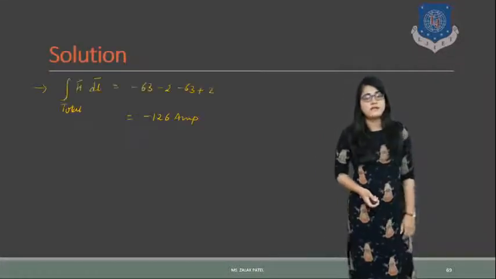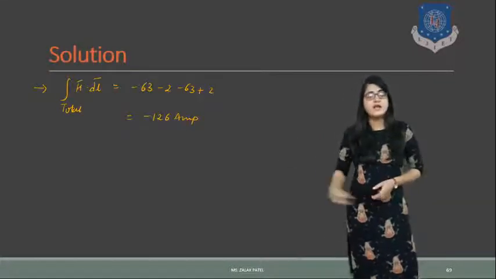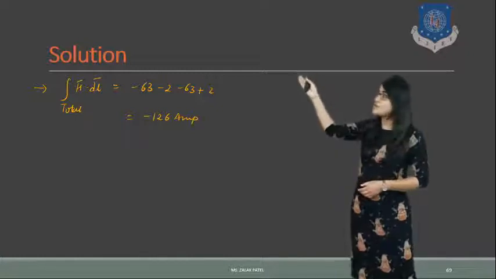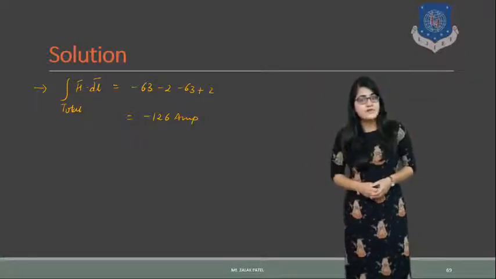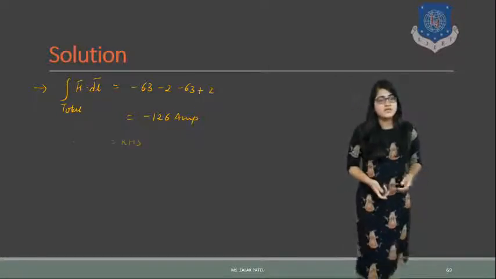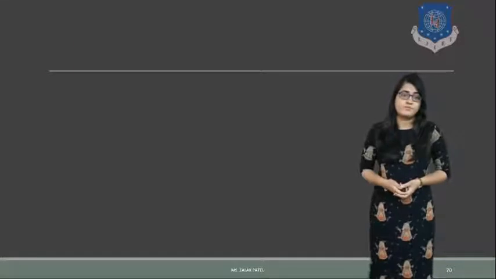Okay, so now you have to add all the four parts, that is the integration of H dot dl. So -63, -2, -63 and +2. So that is -126 ampere. So this is equal to our left hand side. So this is how Stokes theorem will be proved.